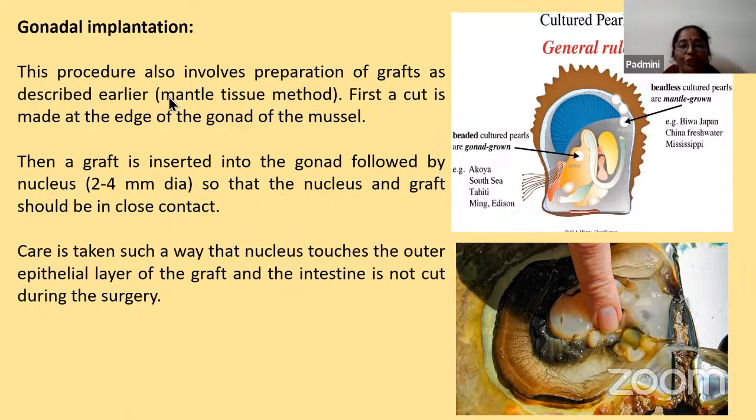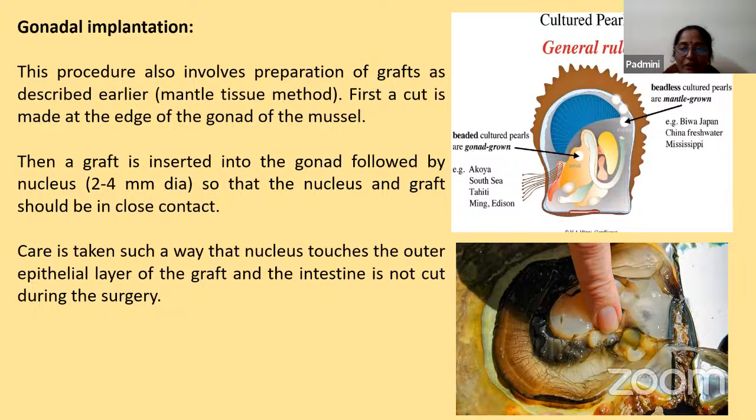We talked about the mantle tissue. First, a cut is made at the edge of the gonad muscle. So a very small cut is made at the gonadal muscle, and then the graft is inserted into the gonad, followed by a nucleus of 2 or 4 mm diameter, and then this is allowed to close back, and then allowed to culture. After around 15 months, or it can also go up to 2 or 3 years, this can be left out, and then you can collect them, harvest those nucleus.